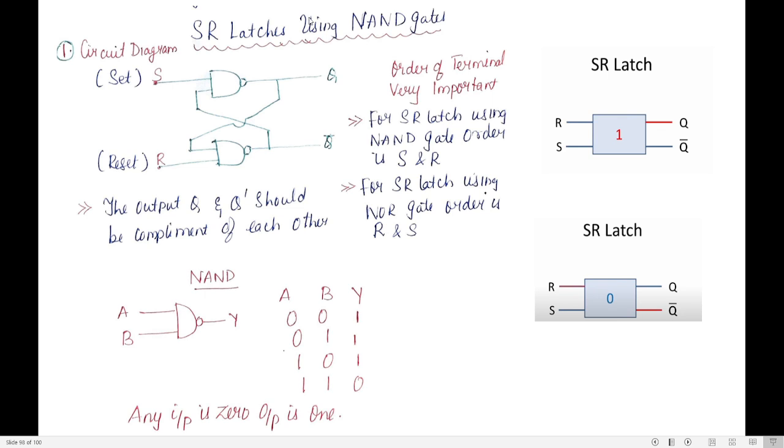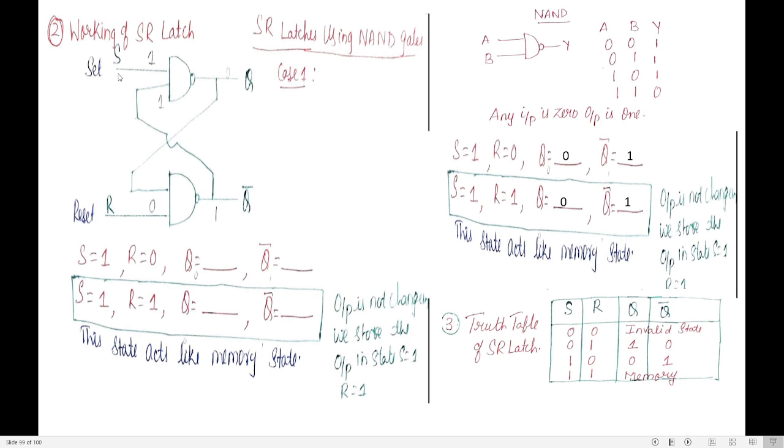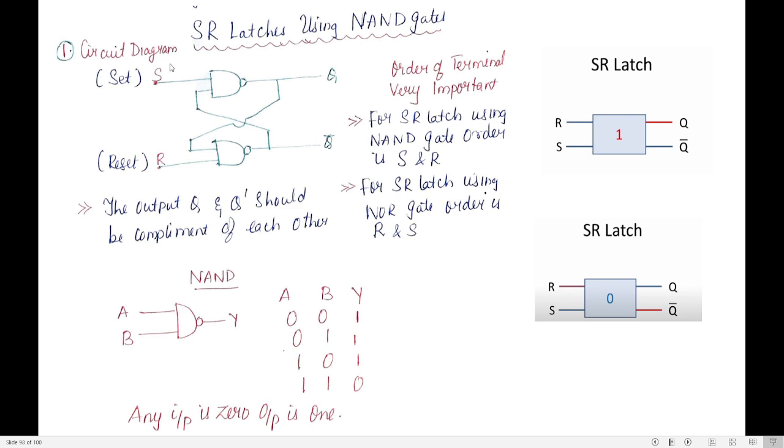It's a very simple way of designing. The only thing is you need to concentrate. First step is the circuit diagram. Second step is working. Third step is the truth table. So only three steps. Let us see the construction of the circuit diagram.